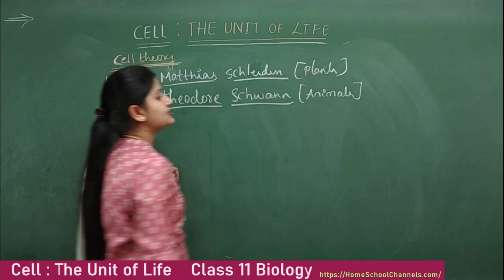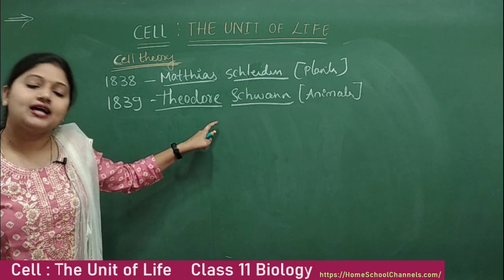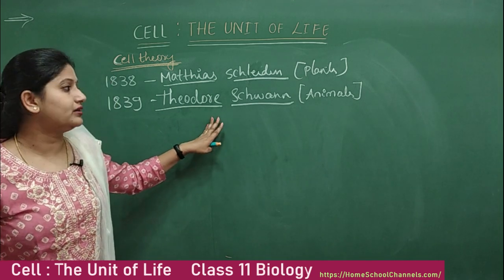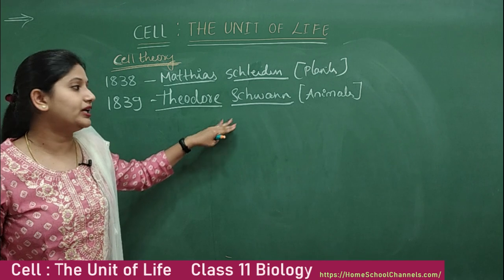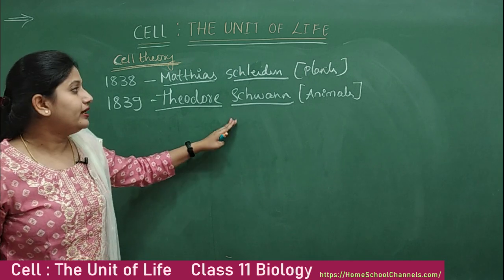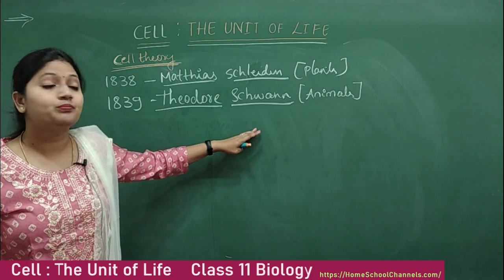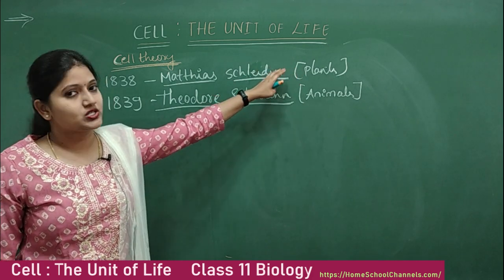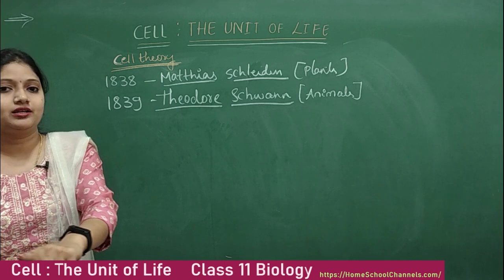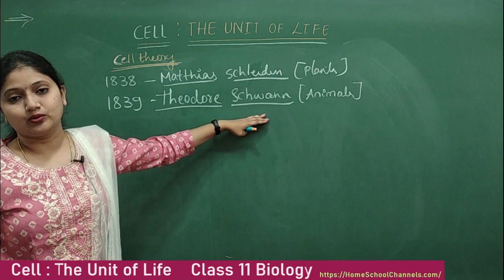Schwann actually studied both plants as well as animals, but his contribution to the cell theory was on animals, hence we take it as animals only. If they ask a question about cell theory, among Schleiden and Schwann, who studied the plants, then it should be Schleiden. If they ask only animals, then it is Schwann. If they ask the person who studied both plants and animals, then again it is Schwann only. Fine.